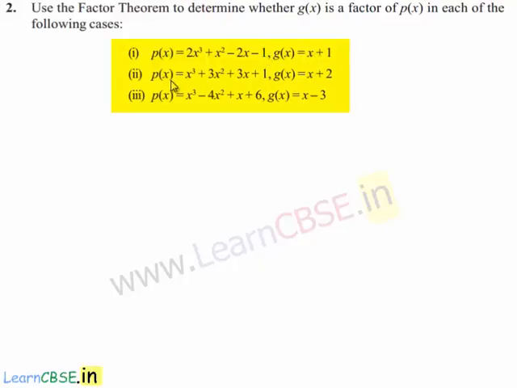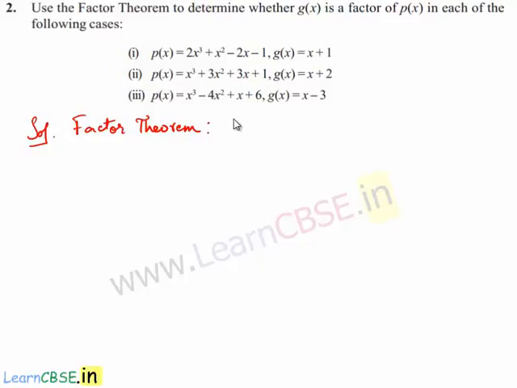And the second polynomial is p of x is equal to x cube plus 3x square plus 3x plus 1, and g of x is equal to x plus 2. The third one is p of x is equal to x cube minus 4x square plus x plus 6, and g of x is equal to x minus 3. So let us first state what is the factor theorem.